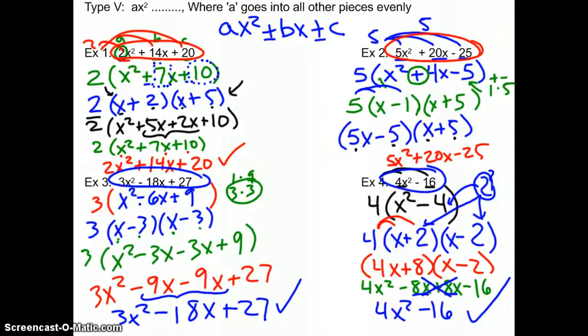Okay, so now we're looking at where the a value goes into all the other pieces evenly, and I can undistribute a value. And then factor.